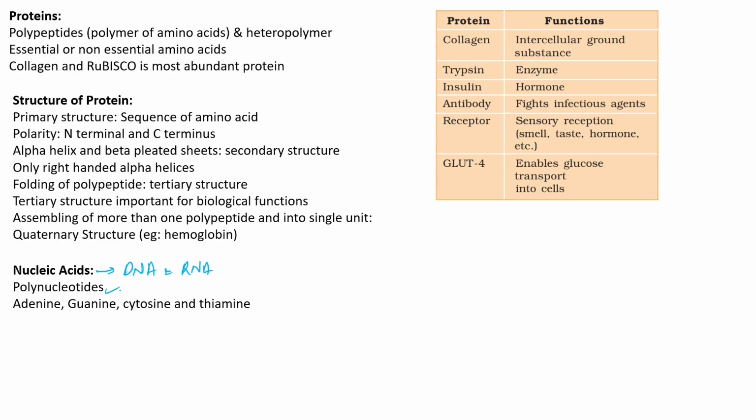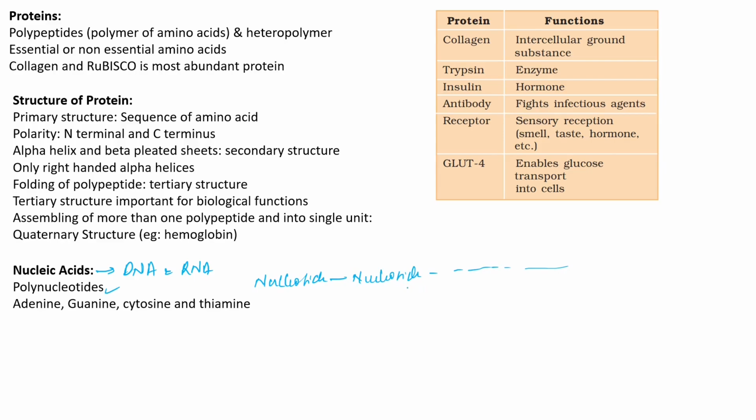Polynucleotides means the linking of one nucleotide with another nucleotide, and similarly another nucleotide, and so on. This will result in the formation of the nucleic acid.